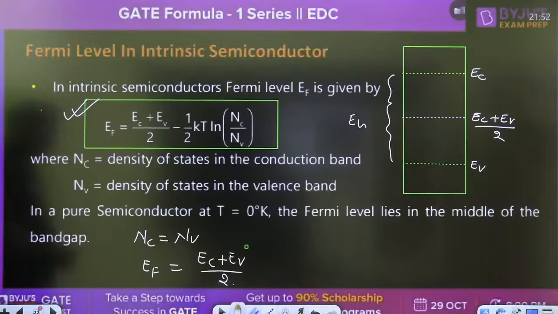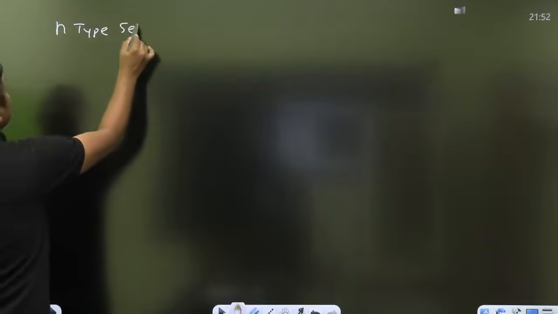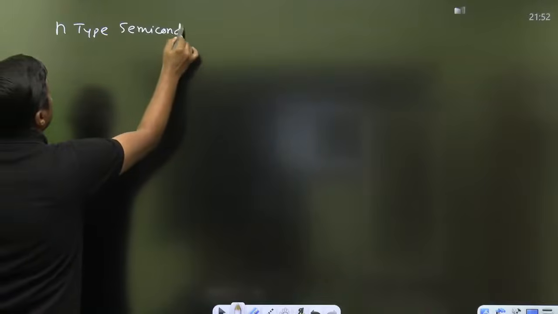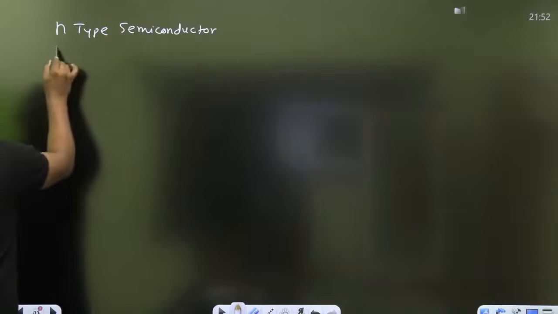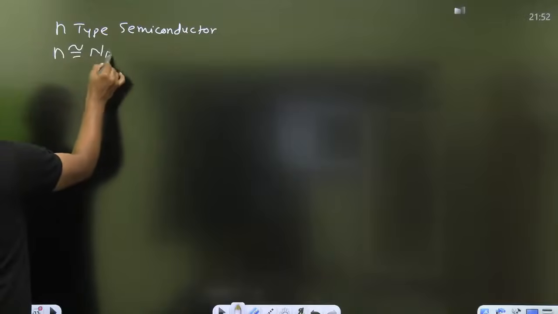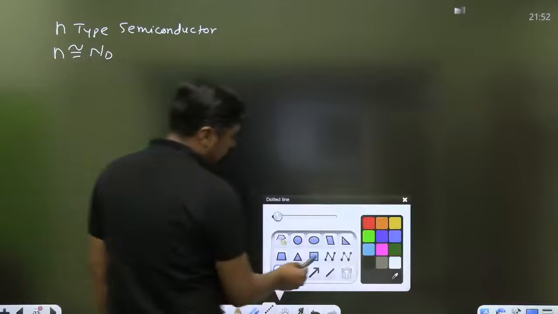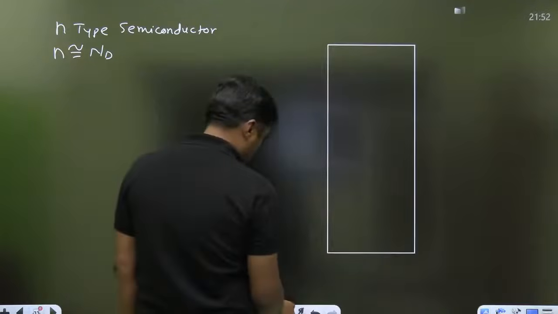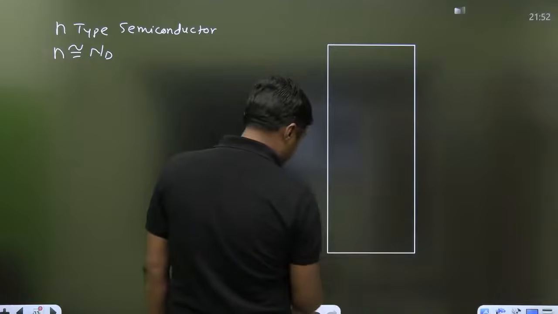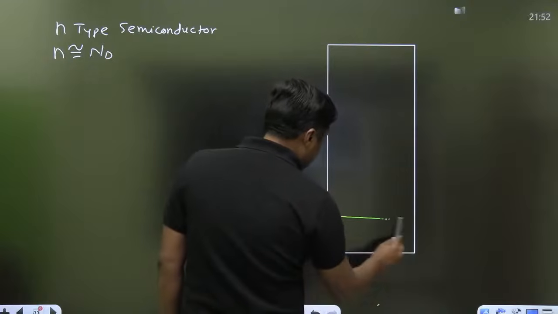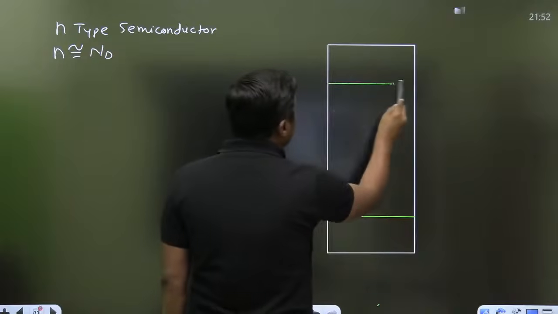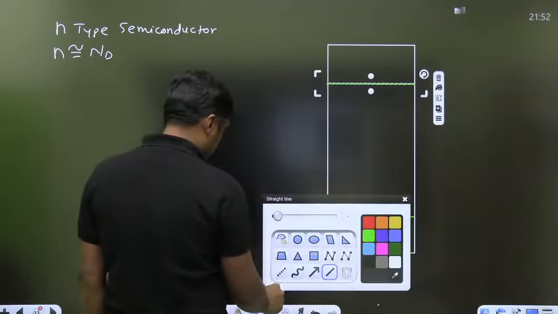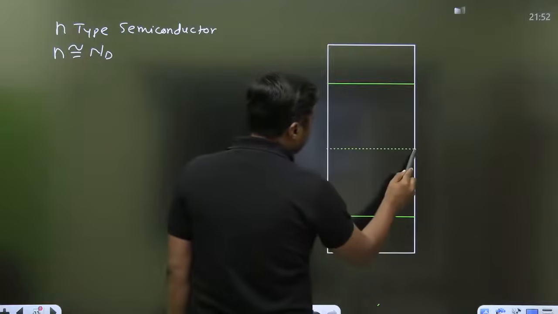Then next one, for N-type semiconductor. n is nearly equal to Nd. We are giving donor impurity. Then Ev, Ec, intrinsic Fermi level.